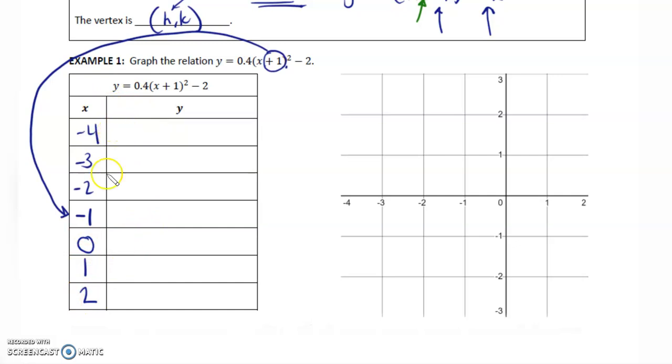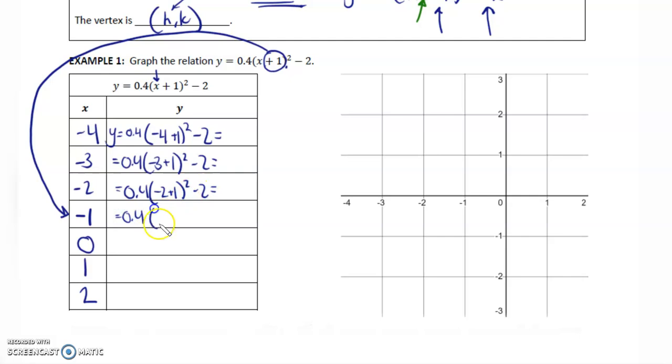And then what you want to do is go down this column and plug in 0.4 bracket, plug in the −4 right to where the x is, plus 1, squared, minus 2. Then we're going to do the same thing, 0.4(−3 + 1)² − 2. Same thing, 0.4(−2 + 1)² − 2. 0.4(−1 + 1)² − 2. And you go all the way down.